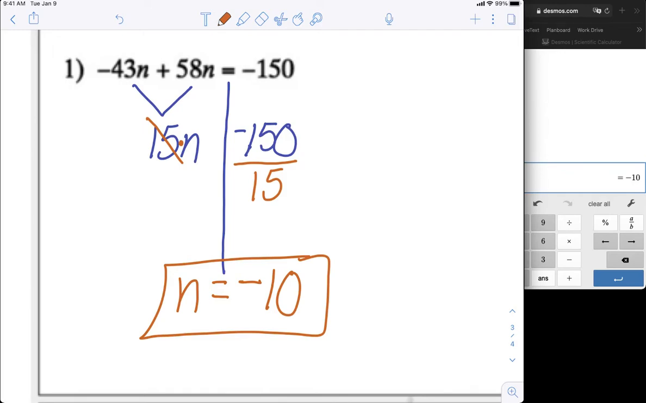All right. Perfect. The n's are on one side. The numbers are on the other side. And I got n by itself. I solved for n, right?